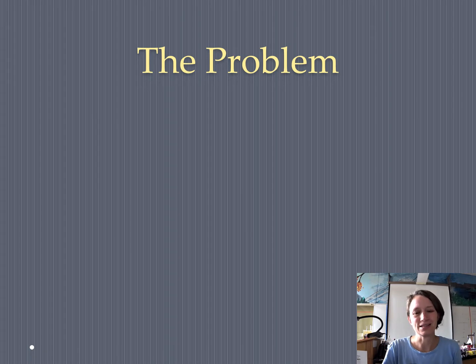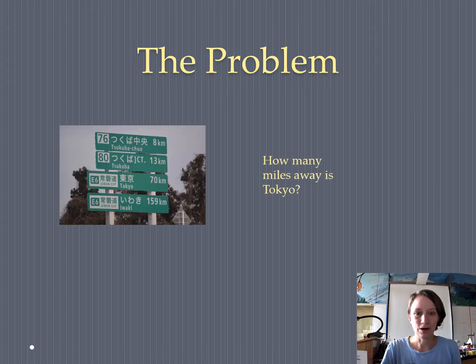But aside from classes, you might be in Tokyo, in Japan, and discover this road sign, and you might want to know how many miles away Tokyo is. You can see that it's 70 kilometers away, but it would make a difference if you could convert that into a unit that you're more comfortable with. So anytime you've ever seen a value with a unit and wished you could put that into a different unit, you're going to want to do a conversion.